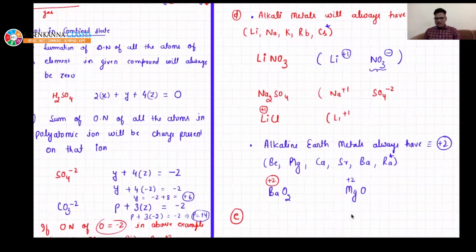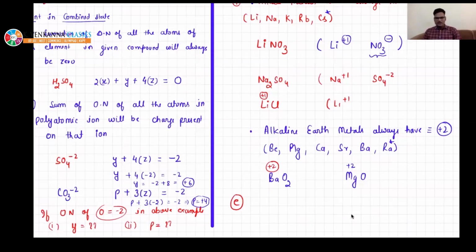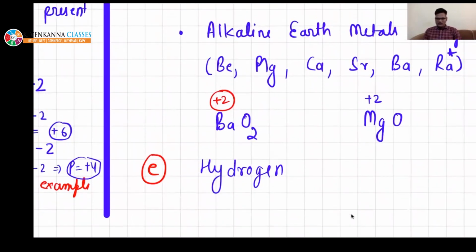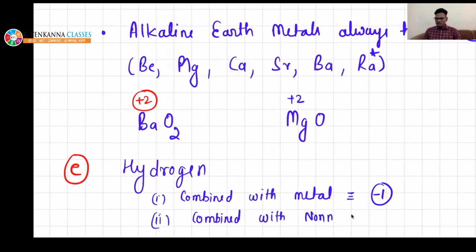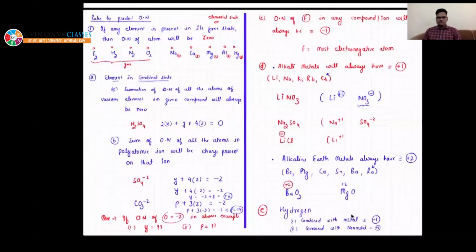Right? So I am writing the rule, beta. You can write in the chat; I will read it and then explain. If you see hydrogen, and if it is combined with a metal, then it will have -1. And if it is combined with a non-metal, then beta it will have +1. Is that okay?